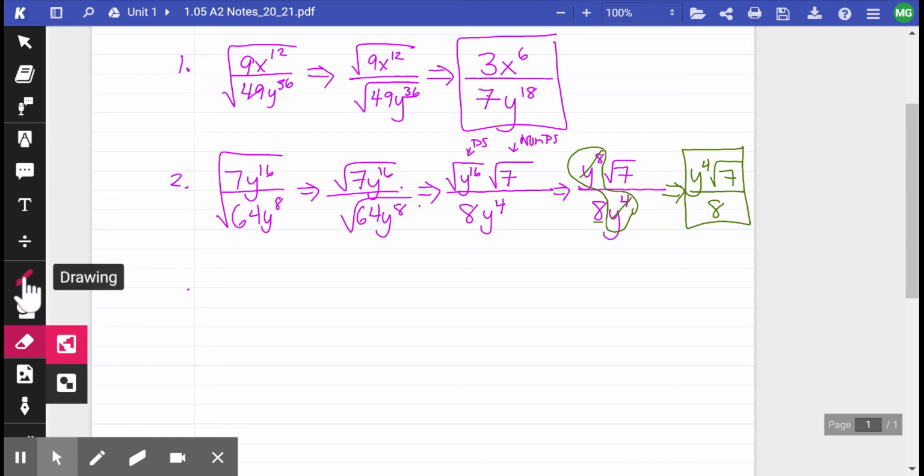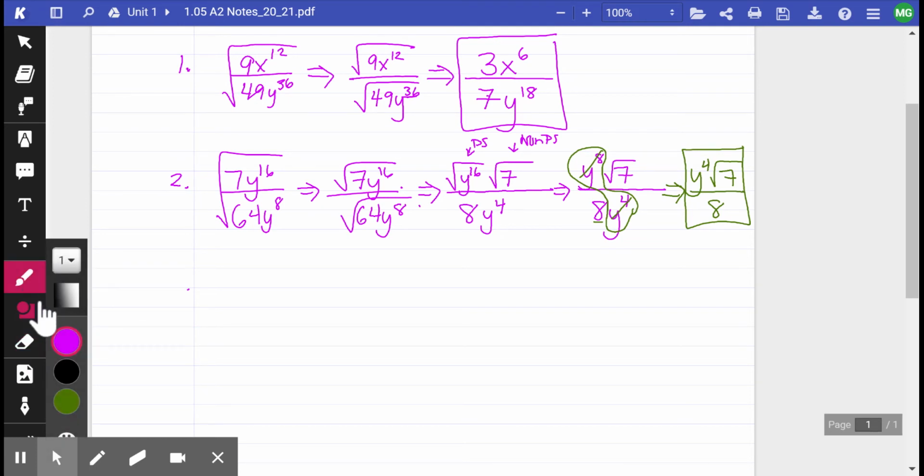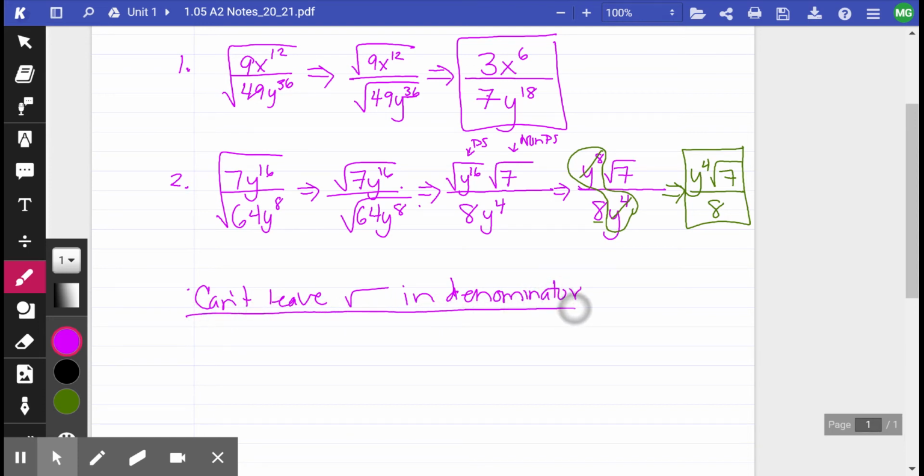Actually, we're going to do our next rule now. So the next rule is that you can't leave a radical in the denominator. So hopefully you remember doing this in algebra. If not, we'll go over it again. So we call this rationalizing your denominator. So we'll start with 7 over 8y to the 3rd, square root of that whole thing.